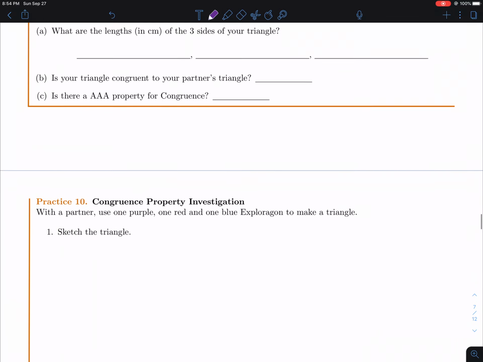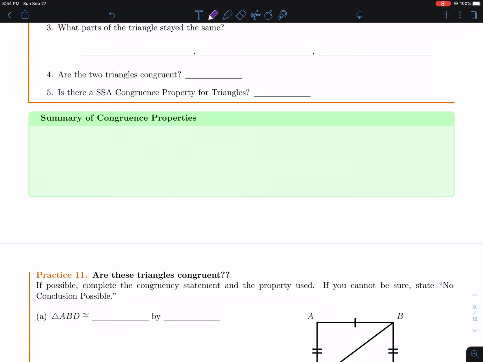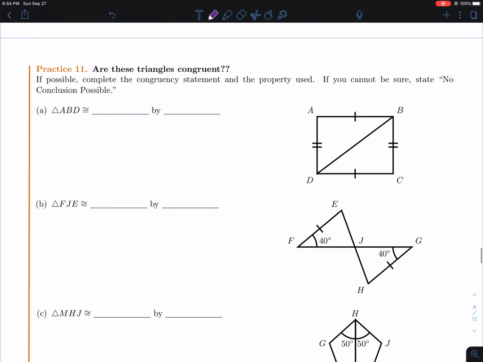And so there's a bunch of these experiments that you guys are going to work on. And then hopefully when we're done, we'll have a summary of congruence properties. And just to let you know, there's four of these properties. And then hopefully after we've discovered them, you should go and look at the PowerPoint slide and compare your answers and make sure that you came up with the same four that we're supposed to have. And then try practice 11, which is basically applying these properties and seeing if you can determine whether they're congruent or not based on what's given.